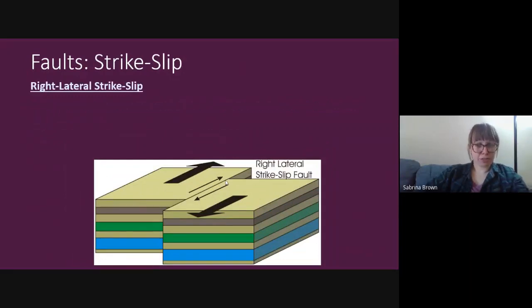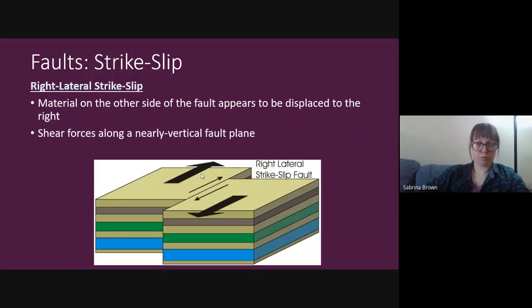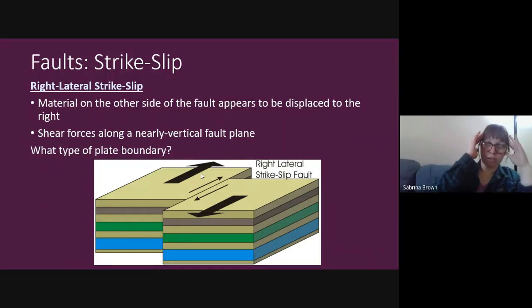And then a right lateral strike slip is if you're standing on the block and you look across at the other block and the stuff over there looks like it's displaced or moved to the right. Then we call it a right lateral strike slip. Again, shear forces on a vertical fault plane. So, strike slip faults. What plate boundary do we find strike slip faults along? Answer would be transform.